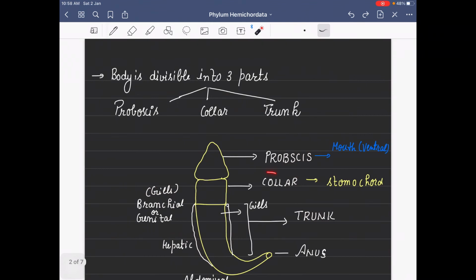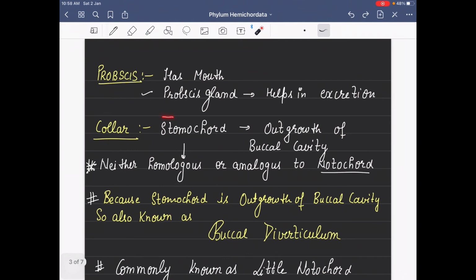Now if we talk about the middle structure, which is the collar area, it has the stomochord. Here confusion arises, that it is a notochord-like structure, but actually stomochord has no relationship with it. This is the scientist who just gave it the name stomochord. It is also known as little notochord, but this is your main point, that it is neither homologous nor analogous to notochord.